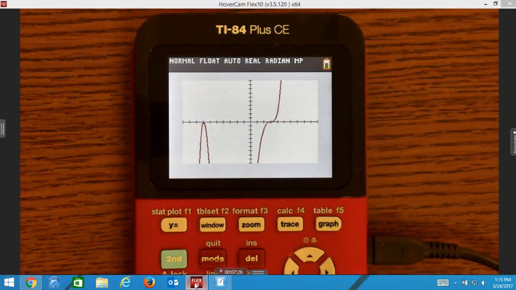And then what happens when the multiplicity is 3? Well, it doesn't just go straight through it, though. When the multiplicity is 3, it looks like a cubic function. When the multiplicity is 2, it looks like a parabola. That's what it looks like at that x-intercept. So you've got to use multiplicity to know how to graph this by hand. Okay?